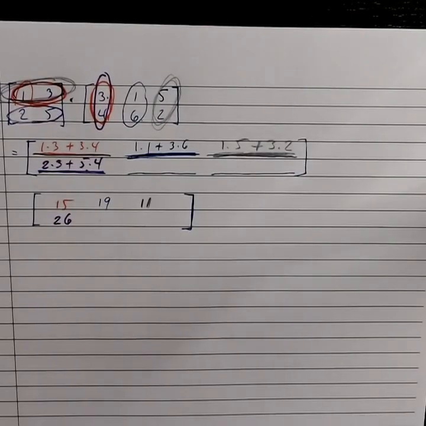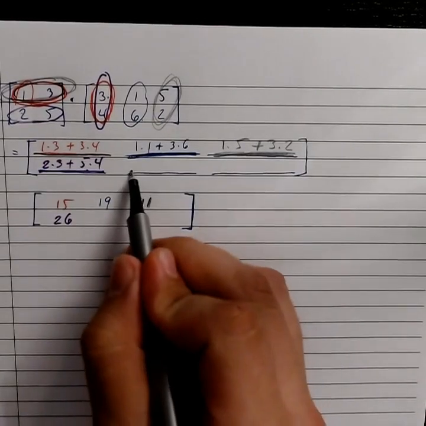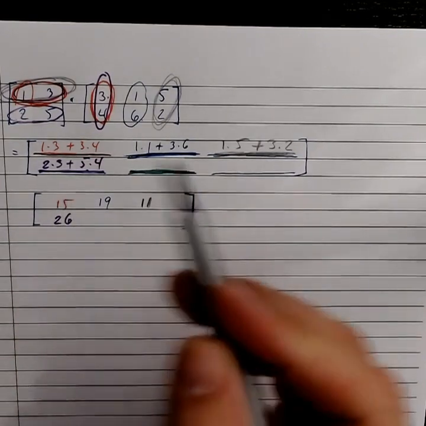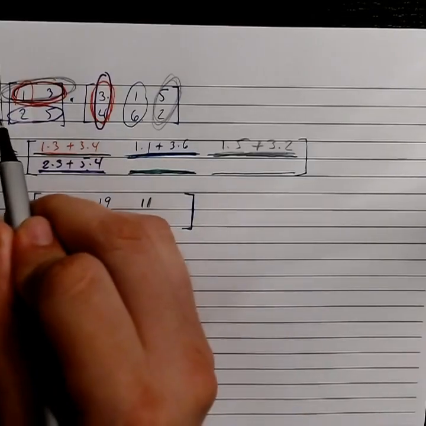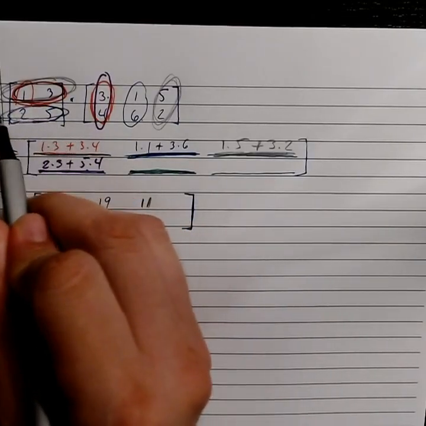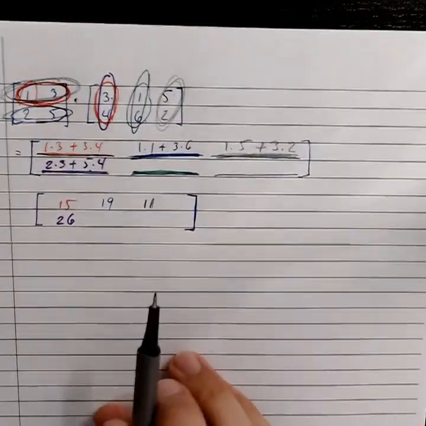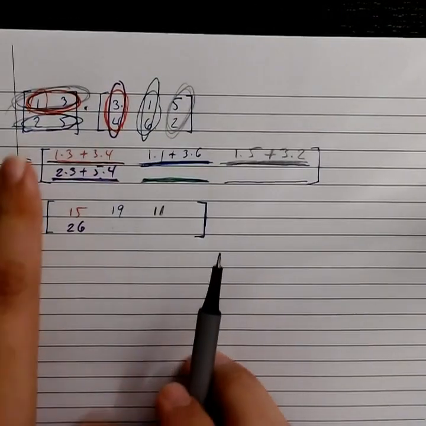Next, we're going to look at this spot here. That is in the second row, second column. So I'm going to take the second row from the left, and I'm going to take the second column from the right. And left to right, top to bottom.